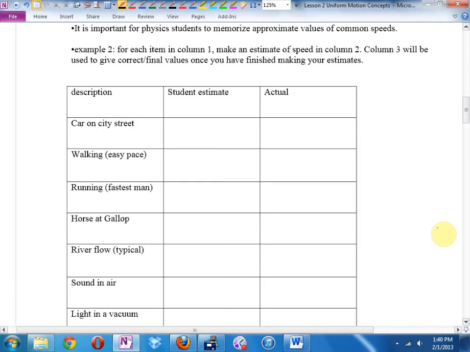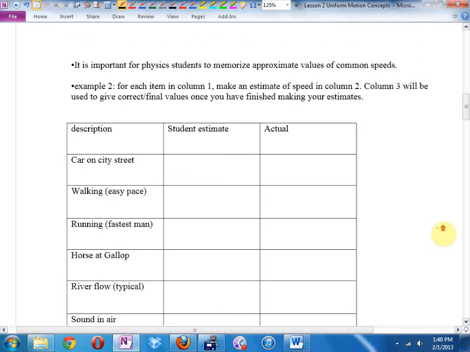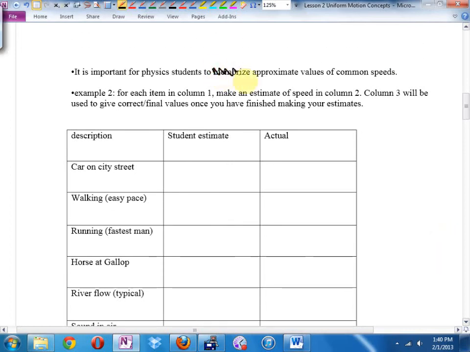When I teach physics, I'm big on kids having a gut idea of what certain answers are so that when you go to your calculator, you can tell if you've hit the wrong button. So I wrote down here, it's important for physics students to memorize approximate values. Okay, you know what? Be familiar with. Because if I say memorize, there are some of you that are going to spend half an hour memorizing this chart. Don't. But I want to give you an idea of values that are big or small.